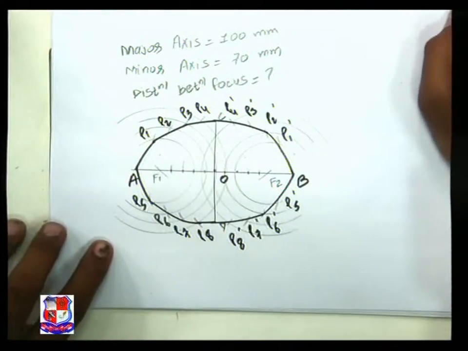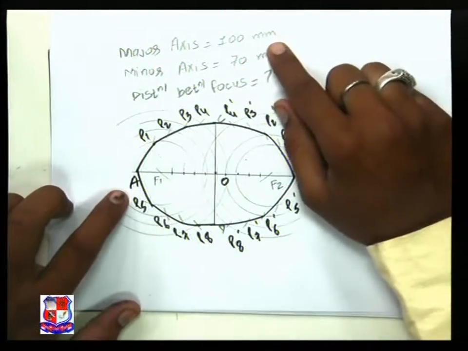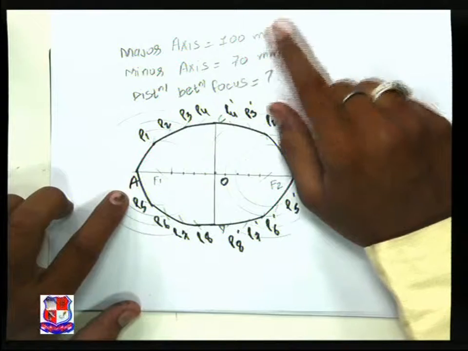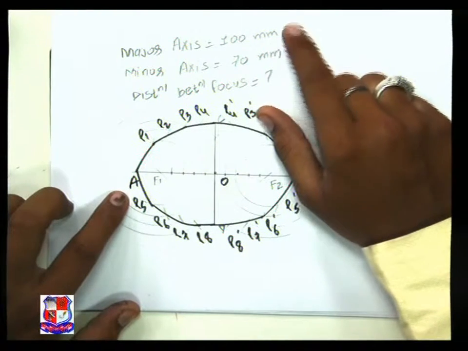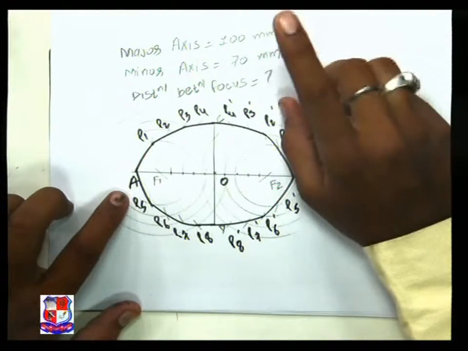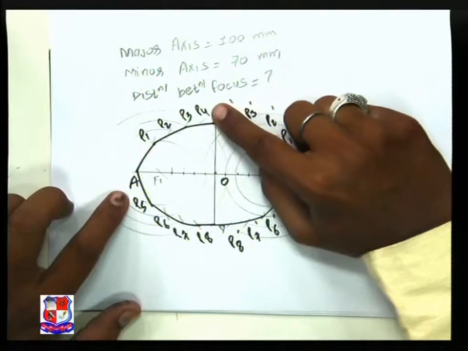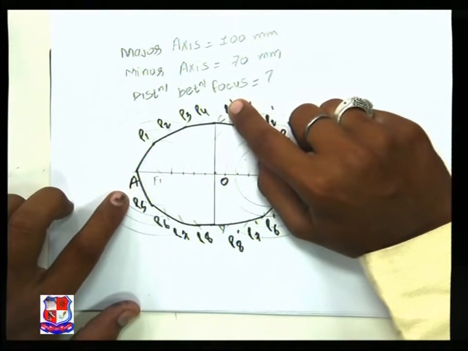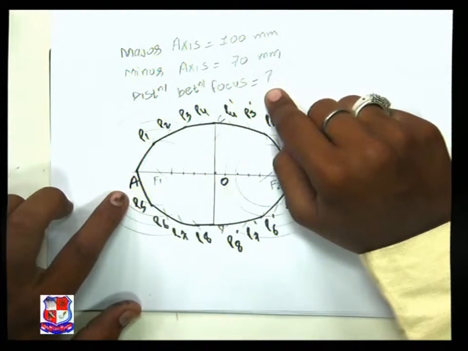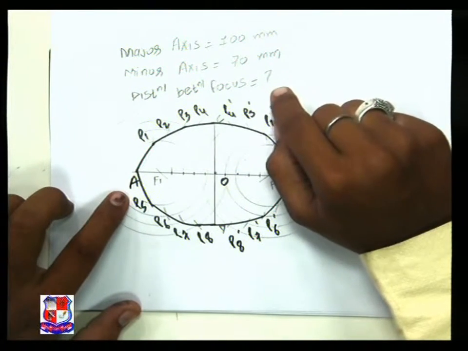We'll repeat the procedure at a fast pace. We have this major axis and minor axis. The major axis has been given as 100 mm, the minor axis as 70 mm. If we are using this arc of circle method, then we need the distance between the two focus points, which is missing. So we need to find that first to start the procedure of the arc of circle method.